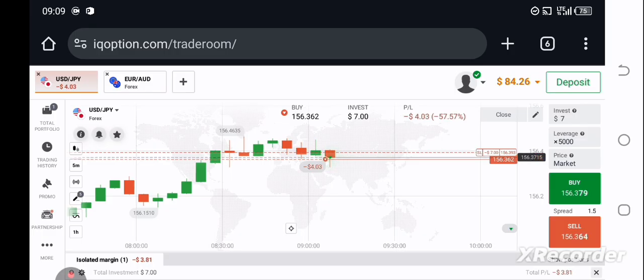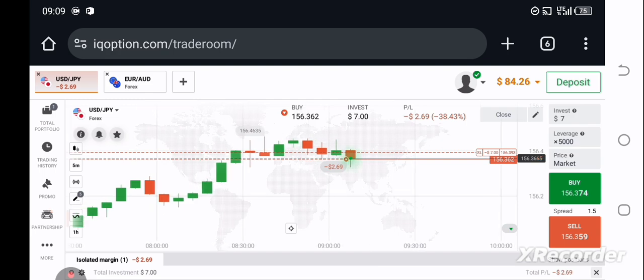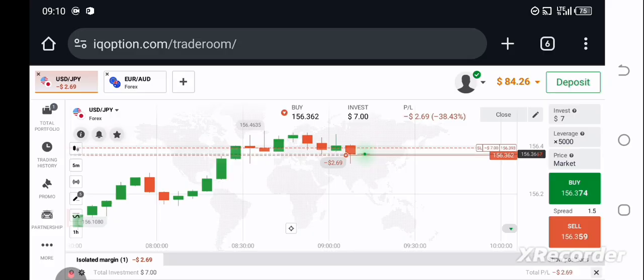2:3. So if you have $7 investment capital, 2:3, meaning that you are risking 2% of your capital to make times 3 of the investment amount.